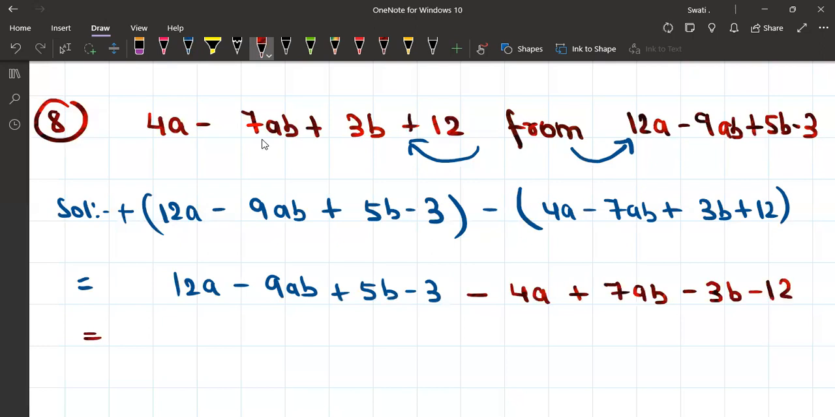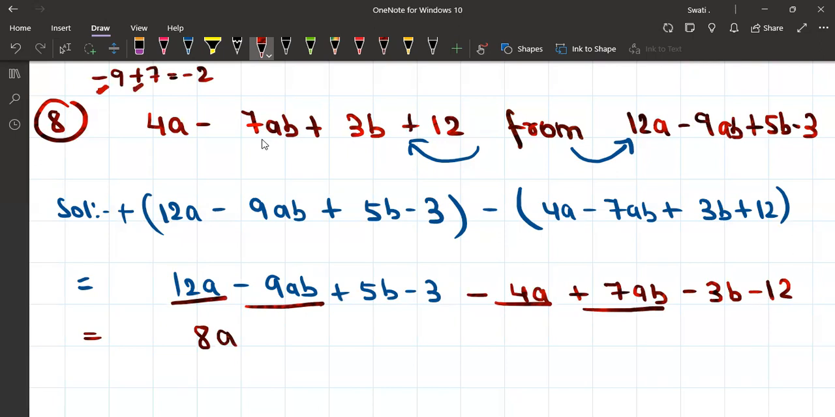So what I'm going to do, I'm going to solve this 12a minus 4a first. What is 12a minus 4a? It is, of course, 8a. Then we have minus 9ab plus 7ab. It is actually minus 9 plus 7. And the answer of minus 9 plus 7 is minus 2. Because we have a different sign here, right?